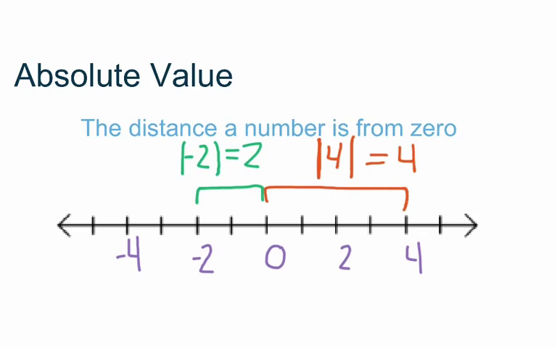So reviewing what we talked about, when we see these bars, we say what is the absolute value of, and then we say what is inside. The first problem, we would read as what is the absolute value of 4? And we'd say that the absolute value of 4 is 4. The second problem, we would read as what is the absolute value of negative 2? And then we can say that the absolute value of negative 2 is 2.